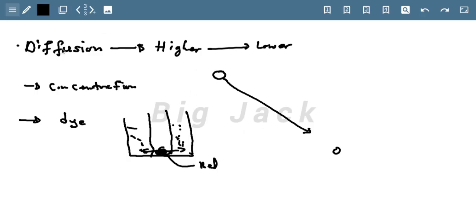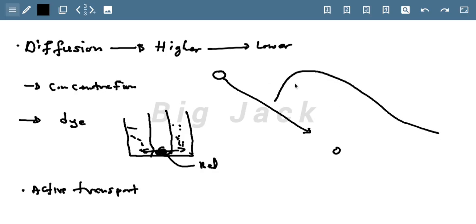Then apart from diffusion, you need to know active transport. So active transport means that you are moving the particles against the concentration gradient using energy. Because you can't tell me that, let's say for example, here is a slope. Someone is here, riding a bicycle and going down.